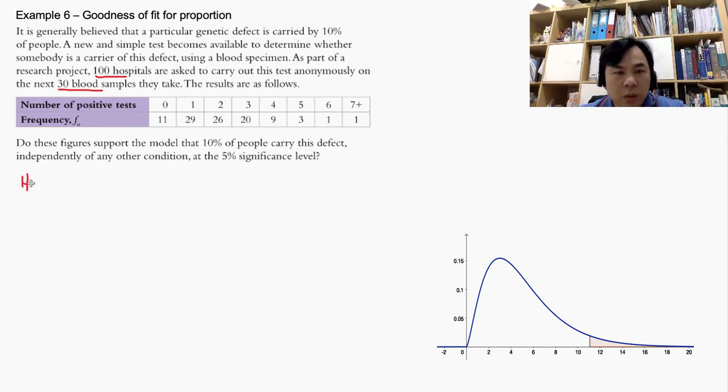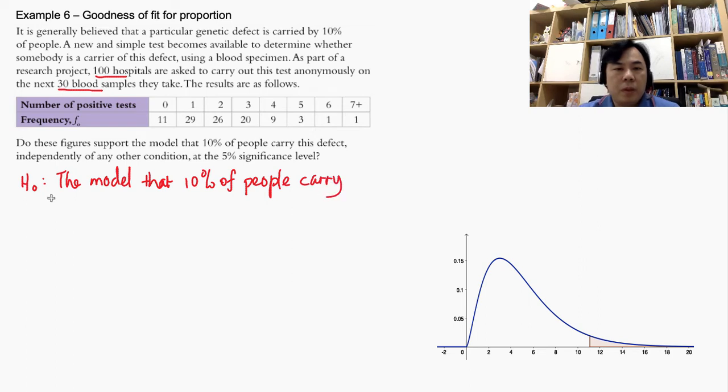First of all, we will start off by writing the hypothesis statement one more time. You can use any wording that fits this description. The model that 10% of people carry this defect is a good fit. The model that 10% of the people carry this defect is appropriate, for instance, or is a good fit, however you like to write that.